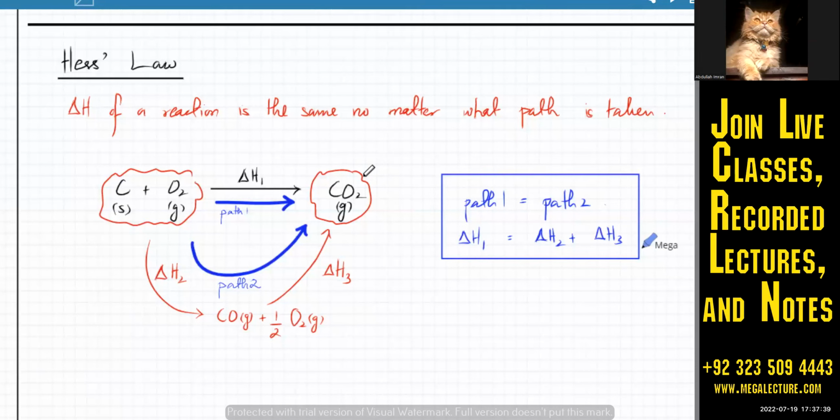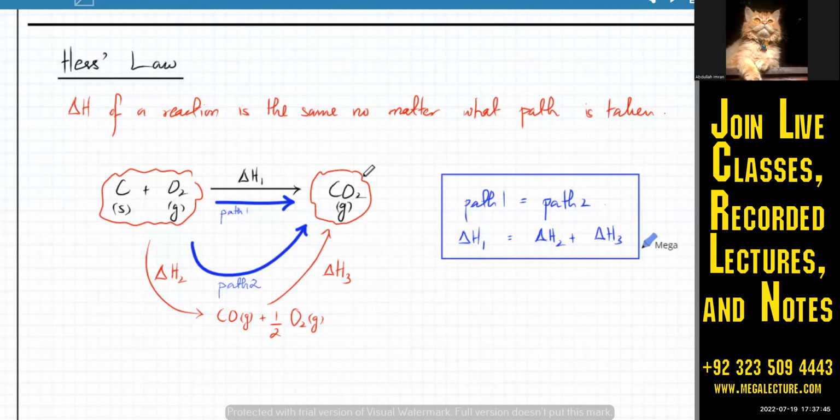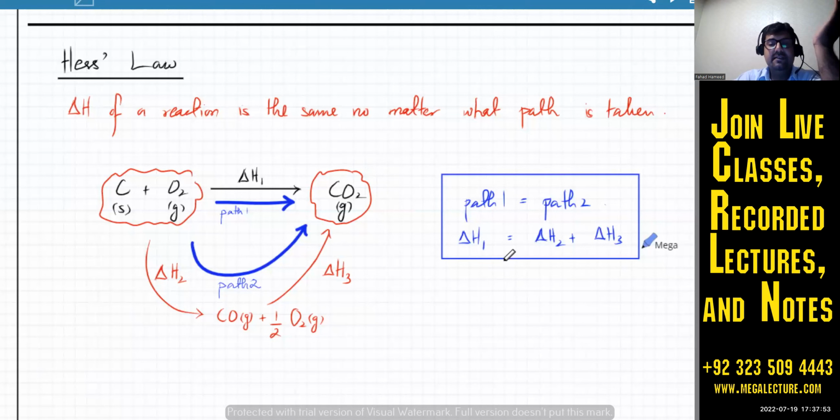Sir, I have a small question. Yes. So delta H1 is equal to delta H2 and 3. So that means that delta H2 and 3 will be having a lesser value than delta H1. Is that right? Okay, that obviously makes sense.